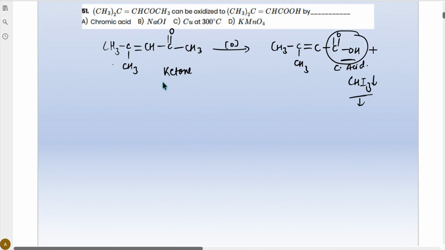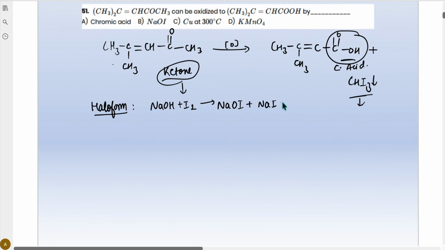See, only one reaction we have seen where ketones can be oxidized to carboxylic acid, that is in haloform reaction. In haloform reaction we have seen this. Okay, we should use NaOH plus iodine for iodoform, and this NaOH and iodine will give you NaOI and NaI plus water. So this NaOI will go and react as a form of reagent from iodoform reaction.